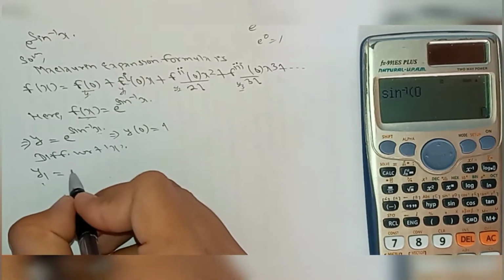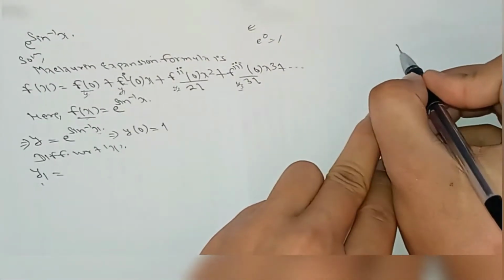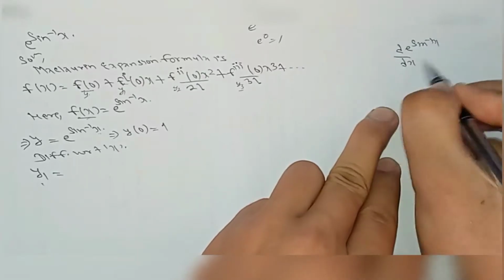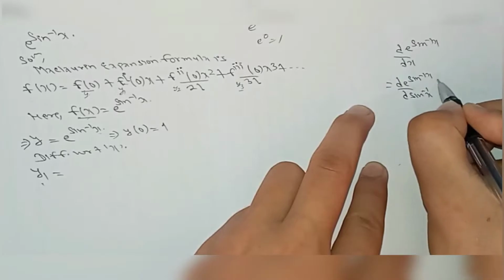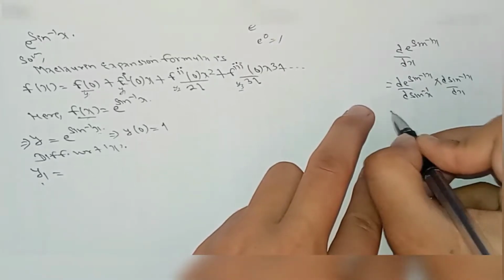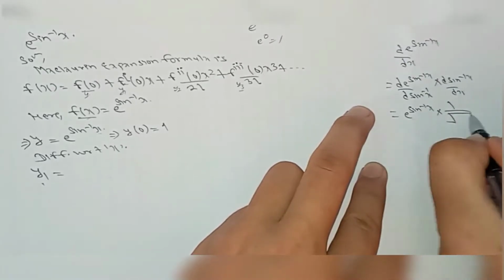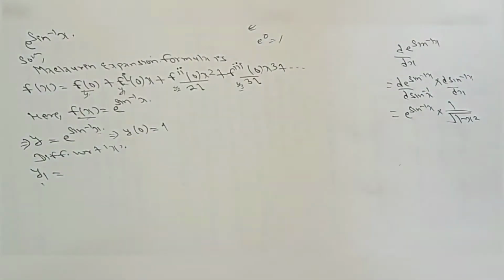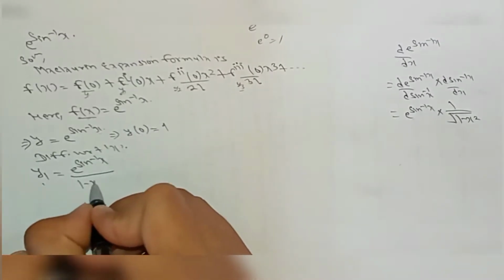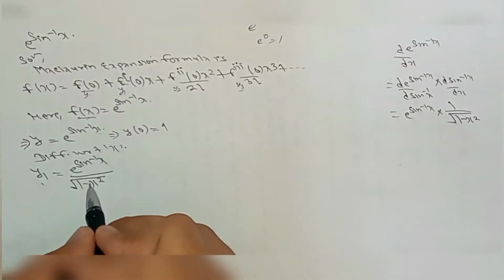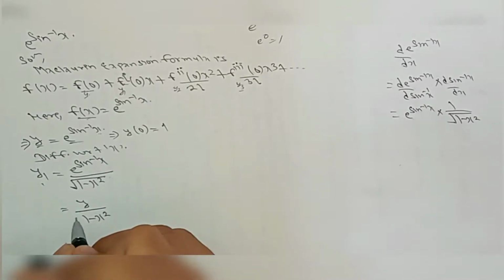If we differentiate e power of sin inverse x, this is rough work, you don't need to write it. d of e power of sin inverse x by dx is equal to d of e power of sin inverse x by d of sin inverse x into d of sin inverse x by dx. So it is as it is, e power of sin inverse x, and the formula for the derivative of sin inverse x is 1 by root under 1 minus x square. Since e power of sin inverse x is equal to y, we can write this as y by root under 1 minus x square.